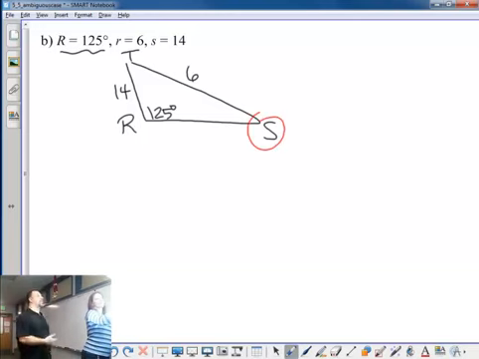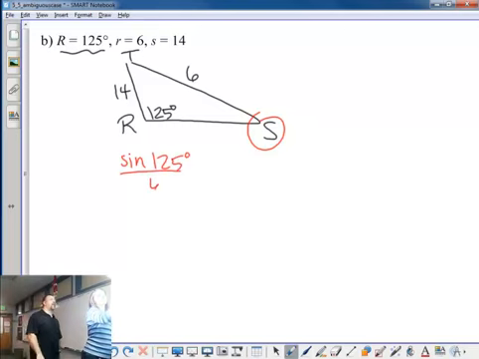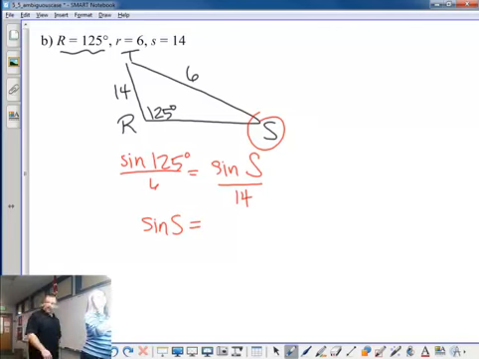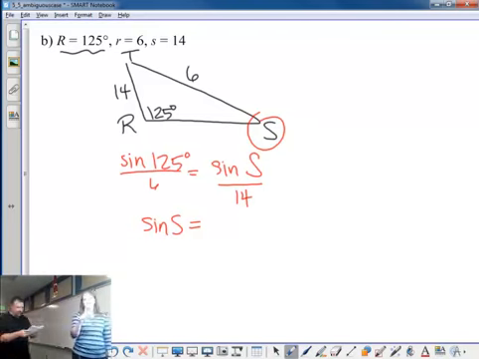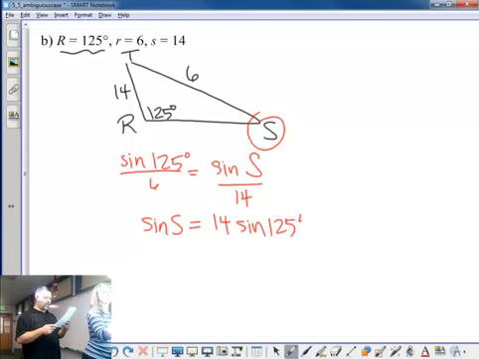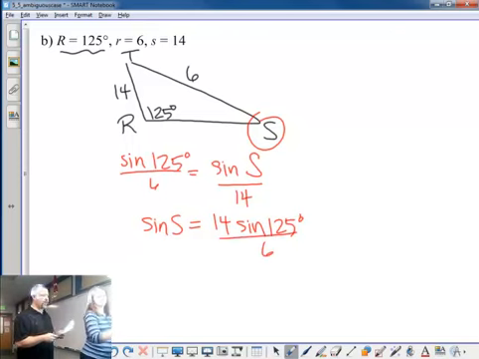Well, we probably need to go for angle S because we got sine of 125 over 6 is going to equal sine of S over 14. So we're going to solve that. We're going to multiply both sides by 14. When you multiply 14 times sine of 125 over 6 to actually do the law of sines, that's the algebra there, you end up with 1.911 something.